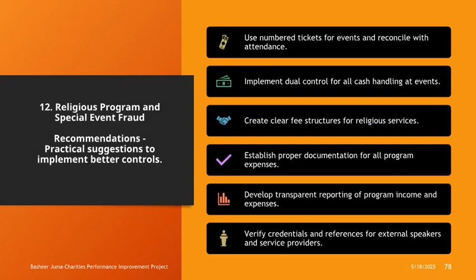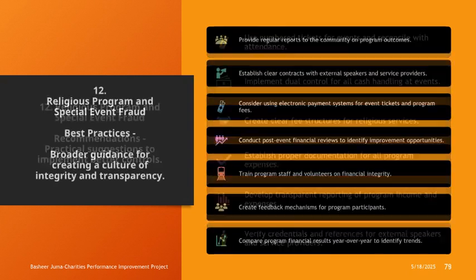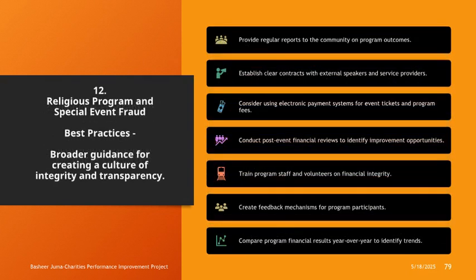Verify credentials and references for external speakers and service providers. Best practices. Provide regular reports to the community on program outcomes. Establish clear contracts with external speakers and service providers. Consider using electronic payment systems for event tickets and program fees. Conduct post-event financial reviews to identify improvement opportunities.